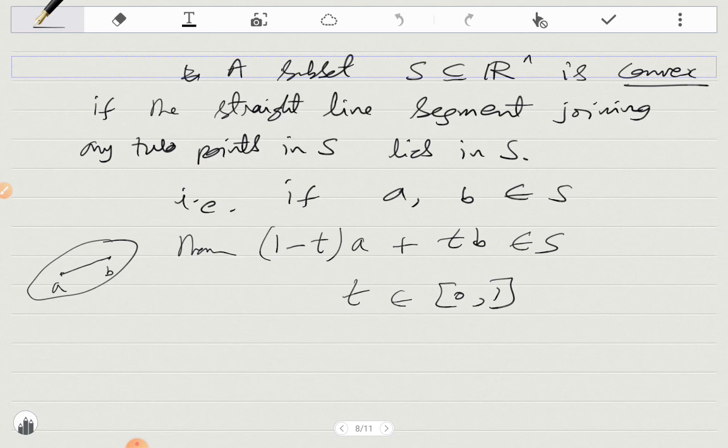So note that convex sets need not be open. For example, in R2, I can take S to be the x-axis, or for that matter, any line through the origin or any line wherever. All of them are convex, but they are not open.